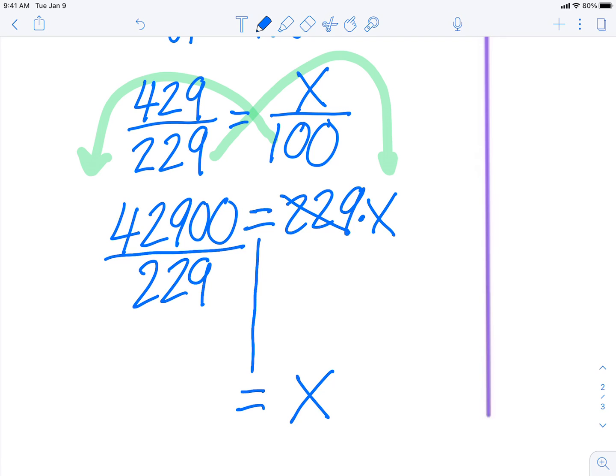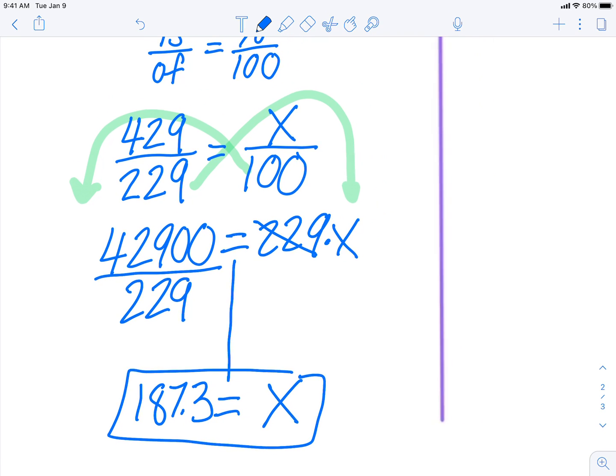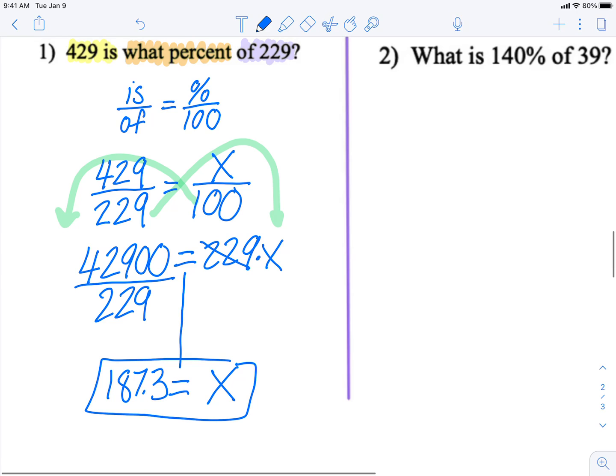42900 divided by 229 is equal to 187.3. Right? Now that's our solution. But what are we finding here? This on top of x. And what is on top of x here?